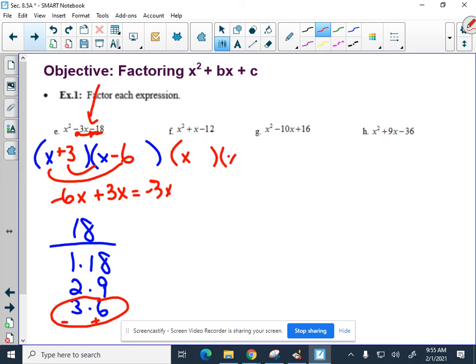X and x, they got to multiply to 12. 1 times 12, 2 times 6, 3 times 4. This time, when you subtract them, they subtract and get what? 1. Which ones are 1 different? 4 and 3. Okay? Since it's negative, one's got to be negative, one's got to be positive. If we want a positive one, which one's got to be positive? The bigger or the smaller one?